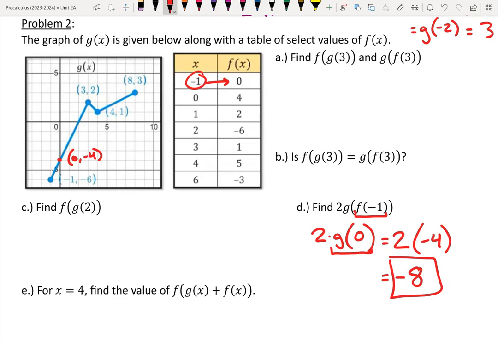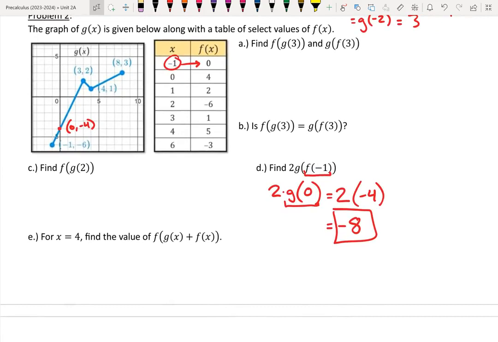Same idea for E. So let's go ahead and look at E real quick. So this is for x equals 4. So that's f of g of 4 plus f of 4. So what do you guys think we would do? What would I do with my 4? Plug it into g and f. So what is g of 4? What do they tell us? 1, right? g of 4 is 1.